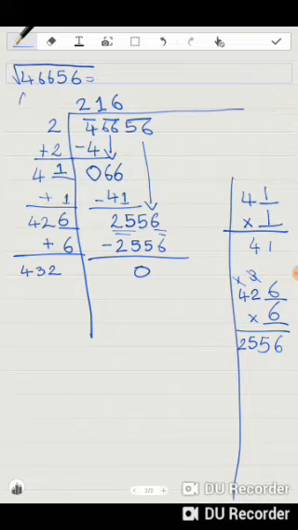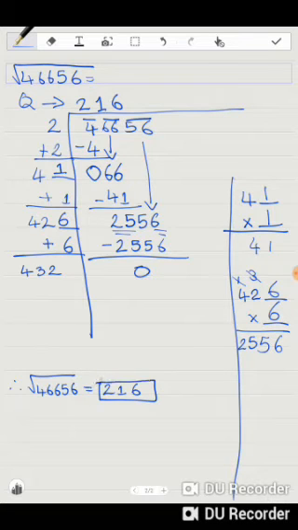Hence, my quotient or the square root of 46656 is 216. Therefore, square root of 46,656 equals 216.